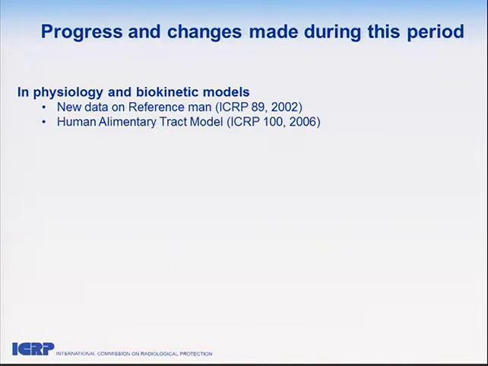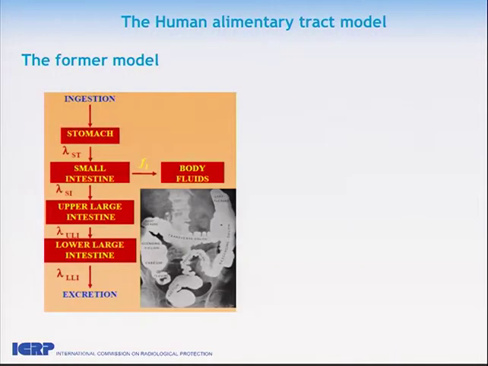You know that we have a new alimentary tract model. Just to remind you, this was the former model, which was described in ICRP 30. It was a very easy model, very easy to implement because it has only 4 compartments, but one should recognize that the physiology is maybe more complicated than that.